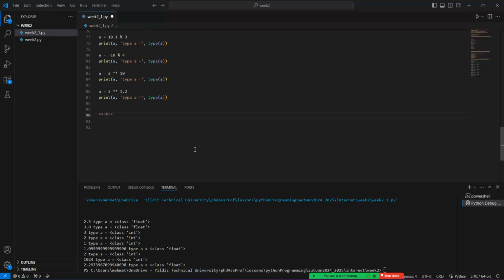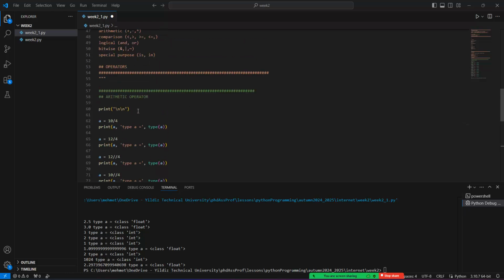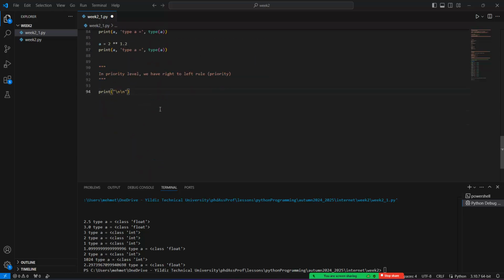But in priority level, we have the right to left rule, or priority. For example, print minus 3. What is the output of this code? Can anyone guess that? We have 3 negative values here, minus values, and also we have the constant literal value of 3. What is the result of this print?